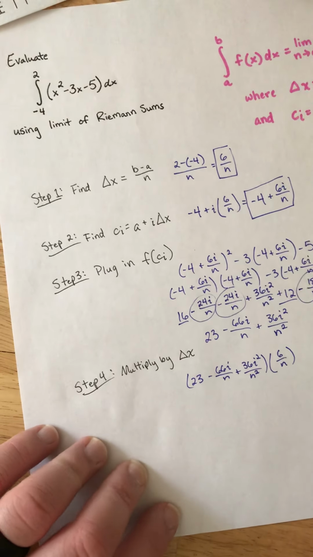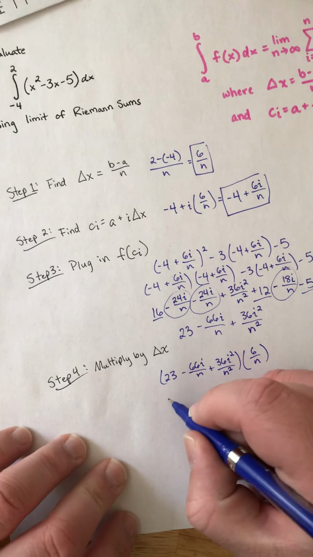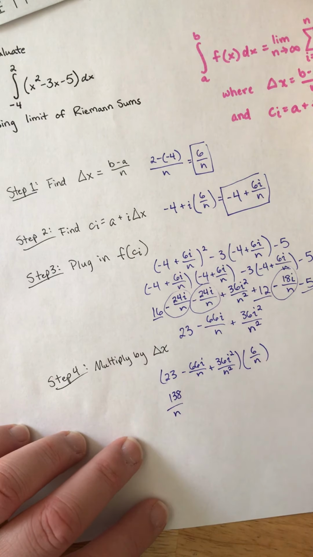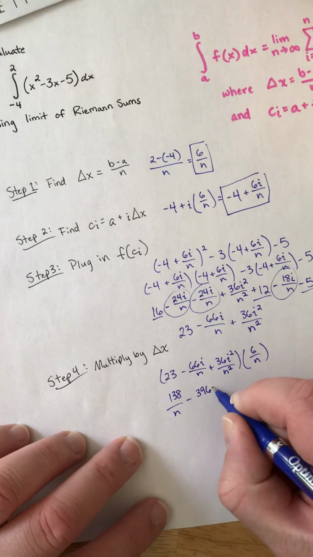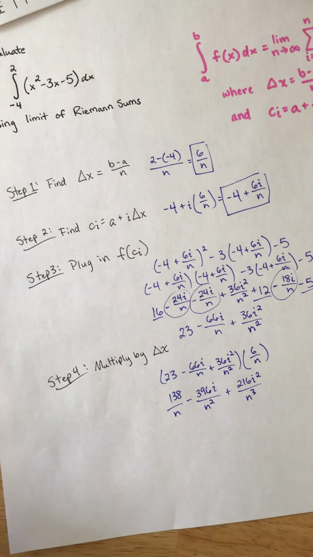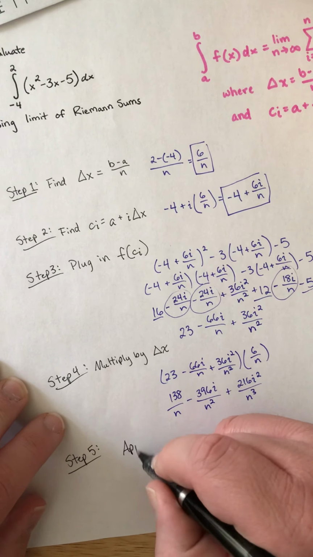Again, you're going to distribute here, so you might want to have that calculator handy. 23 times 6 is going to make 138 over n. Then we're going to do 66 times 6, which is going to make 396i over n squared. Then I've got to do 36 times 6, which is going to make 216i squared over n cubed. Notice all my n's went up by 1. All right, let me keep going. So we've got that part down. That's step 4. My step 5 is going to be apply the summation.